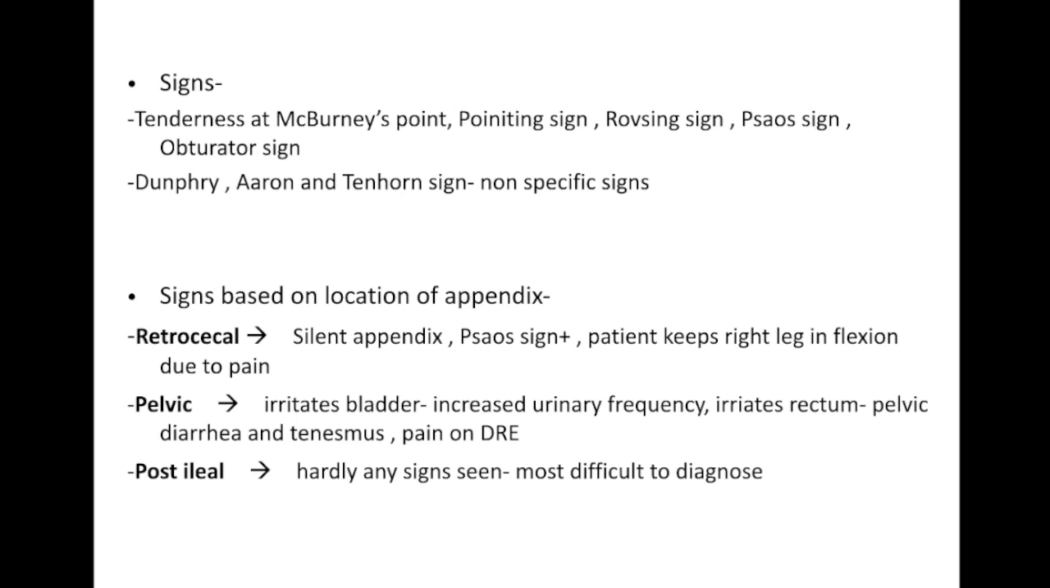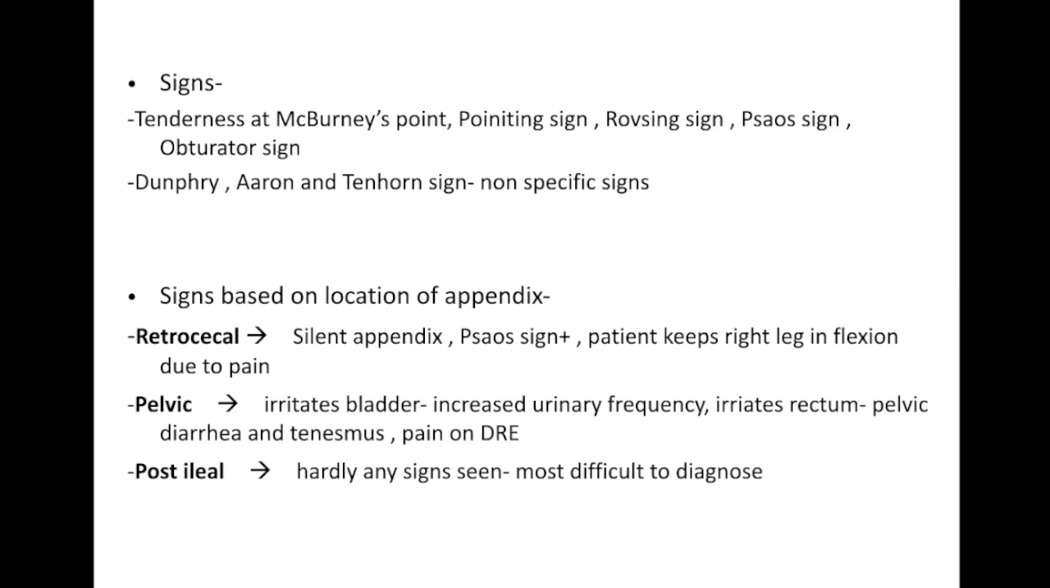There are multiple signs that can be illustrated if we look at the classical teaching. It's obviously the tenderness at McBurney's point, on the line joining the anterior superior iliac spine and the umbilicus, about one-third from the anterior superior iliac spine. There's also the pointing sign where the patient points towards the worsening pain, and the viscerosomatic migration of pain, usually at the right lower quadrant.